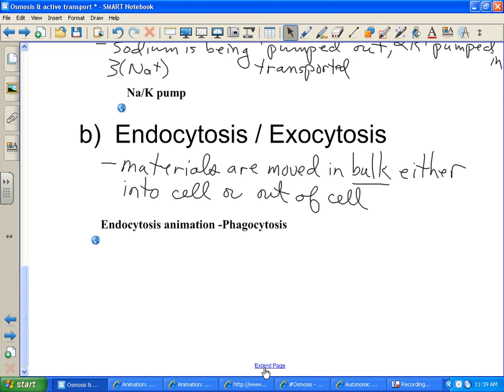Okay, endo, into. Exo, think of exit. Exoskeletons are on the outside. We're moving things out of the cell. And these are basically the same process, just one's bringing it in and one's bringing it out. So you just kind of have to really remember just one of the processes and you've got both.